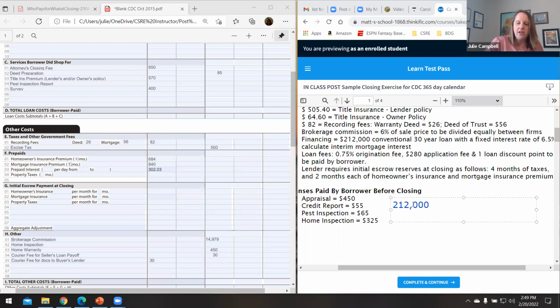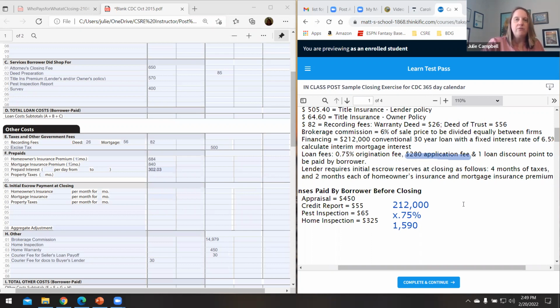First up, we got an origination fee of 0.75%. So 212,000 times 0.75% gives me an origination fee of $1,590. We'll look in just a second at where to put all these. There is an application fee. This is not a credit report fee. It's just an application fee that the lender's charging of $280.